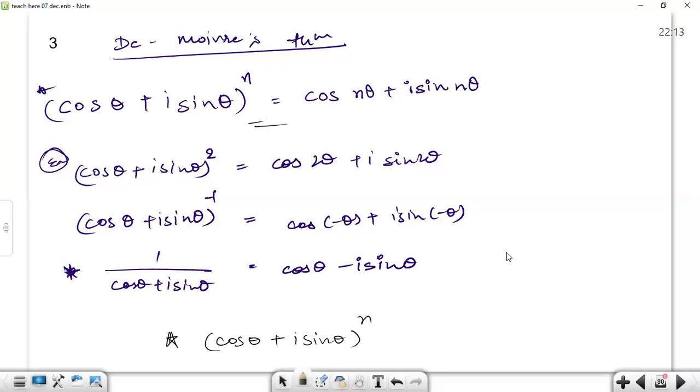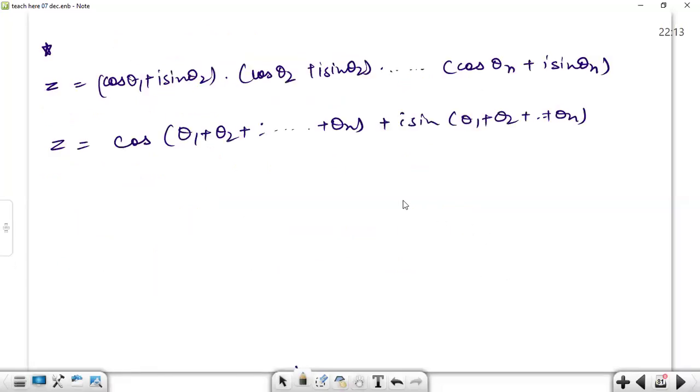Let's go ahead and discuss more properties of this that we have already covered. If some such expressions are getting multiplied, they can be written as a single expression where the angles get added, in both the cosine and the sine term.